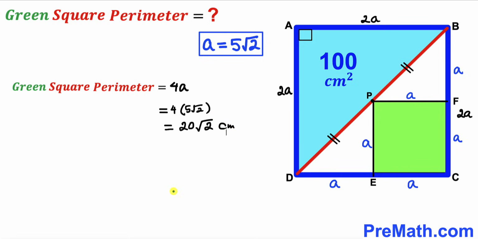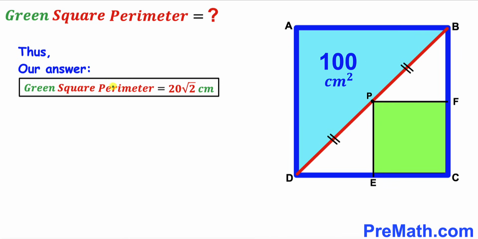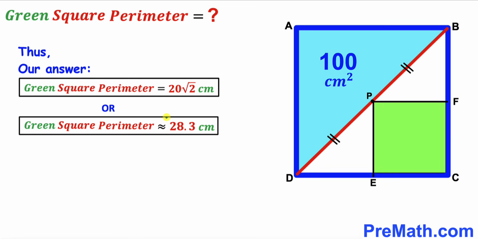So thus the perimeter of this green shaded square turns out to be 20 times square root of 2 centimeters. And that's going to be approximately equal to 28.3 centimeter as well. So thus the perimeter of this green shaded square is going to be 20 times square root of 2 centimeter. And that's our final answer.